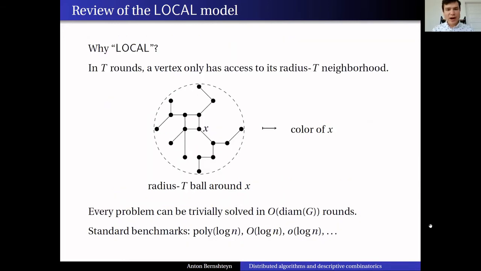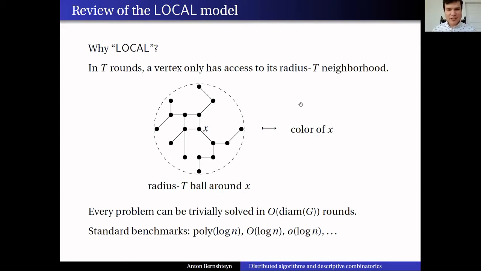So why is this called the local model? Another, often more useful, way of thinking about it is this. In one round, the vertex can communicate only with its neighbors, and then in the next round they can send the information to their neighbors, etc. So information can travel one step at a time in the graph. So in t rounds, a vertex can only learn about what is happening in the radius t neighborhood of this vertex. It has absolutely no access to what happens outside of this radius t ball around x in the graph.